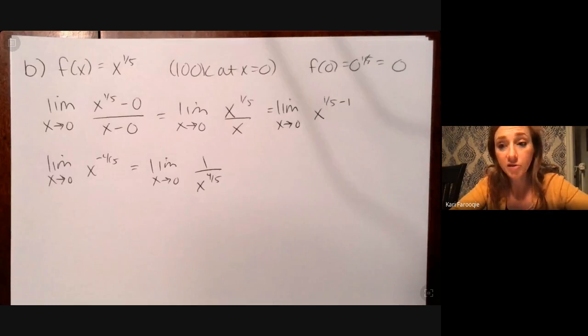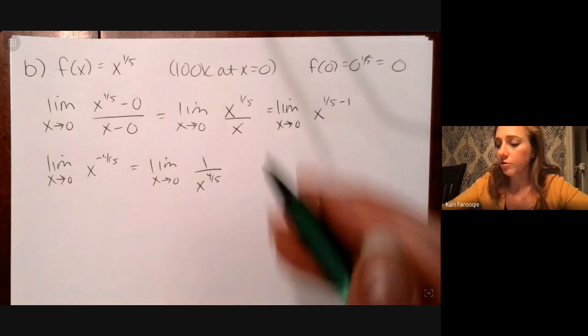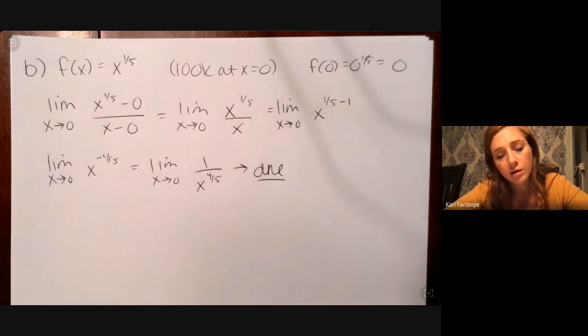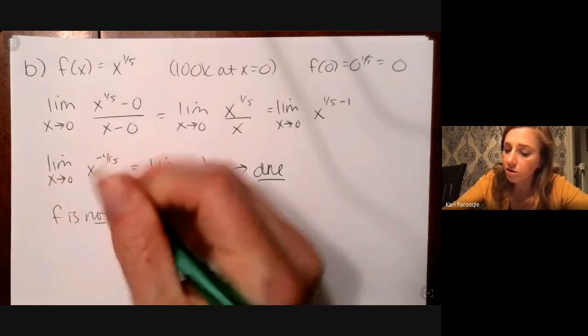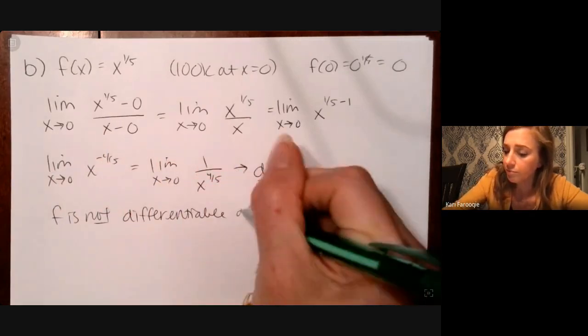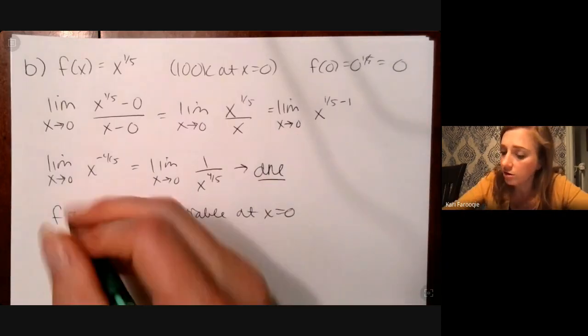Now, this is a problem because as x approaches 0, we can't divide by 0. The limit does not exist. Doesn't matter what the limit is. If it's positive, negative, infinity, doesn't matter. All that matters to us is that the limit does not exist. And if the limit does not exist, then the derivative does not exist at that point. So we would say that f is not differentiable at x equals 0. F actually has a vertical tangent line at that point.